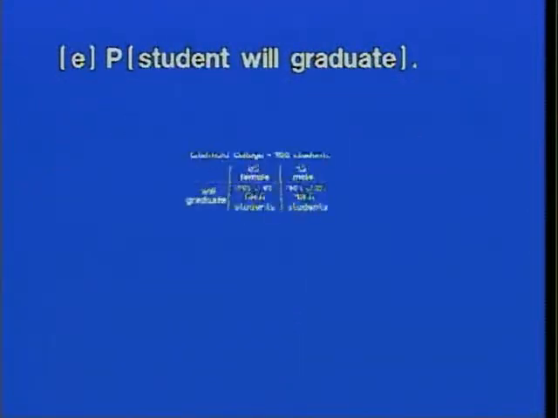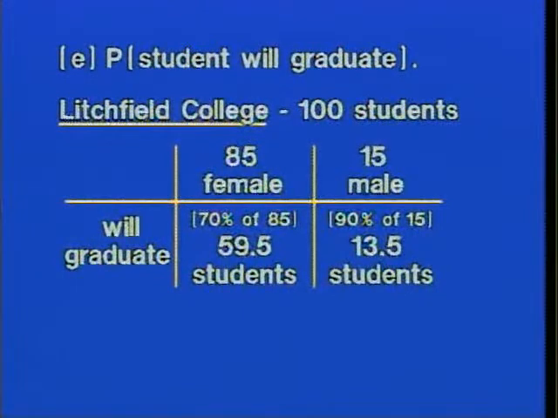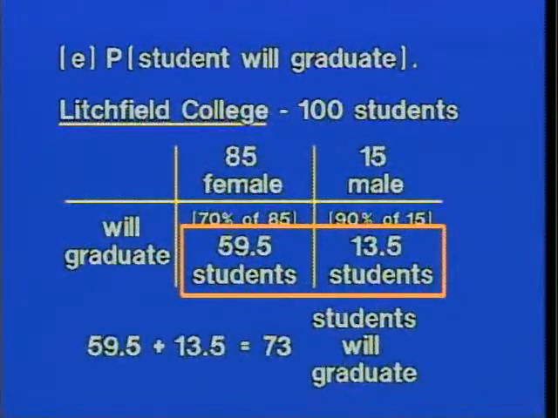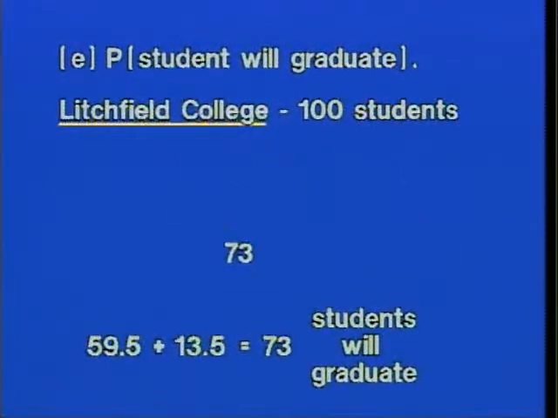Now, what about looking at it a different way? Remember, the probability was 0.73, and let's see if we don't get the same thing looking at the numbers. Okay, probability that a student will graduate. Well, where are those graduates? They're right here. So 59.5 female students will graduate, 13.5 male students will graduate. The sum is 73, so 73 students overall will graduate. That means that the probability of graduating is 73 over the total number of students at the college, 73 over 100, 0.73 as we expected.